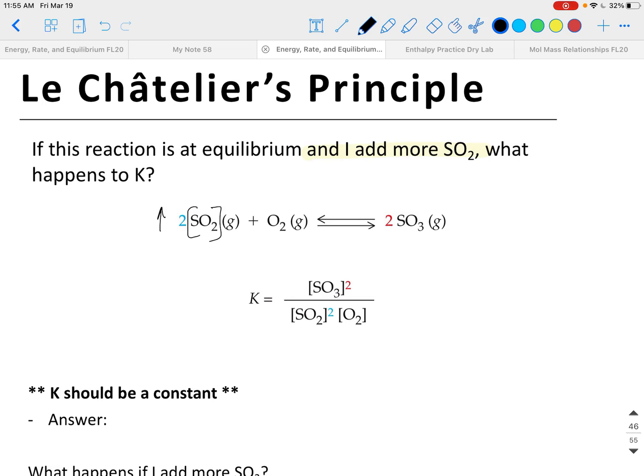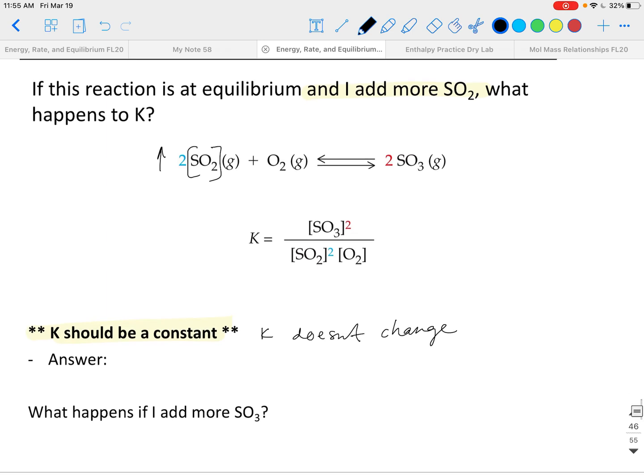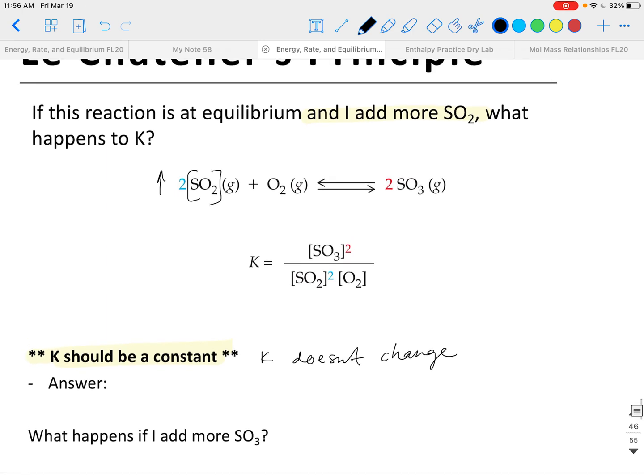What happens to K? Well, I want to remind you that K is a constant, even with this equilibrium expression. So the answer to that question is K doesn't change. Nothing happens to K. But something does happen: equilibrium is going to shift. Equilibrium is going to be affected.